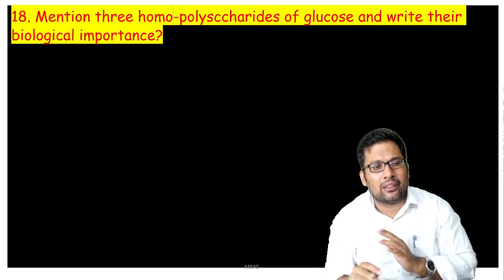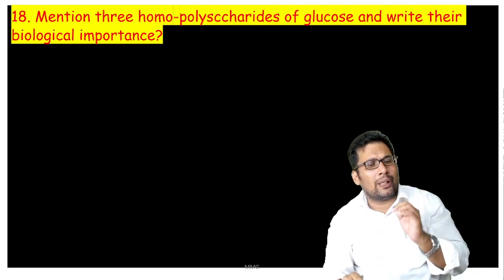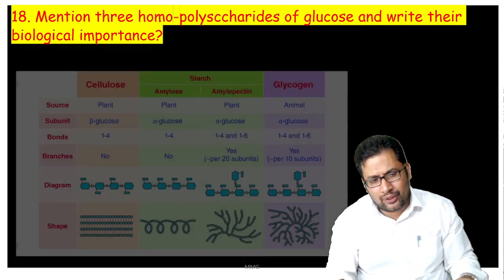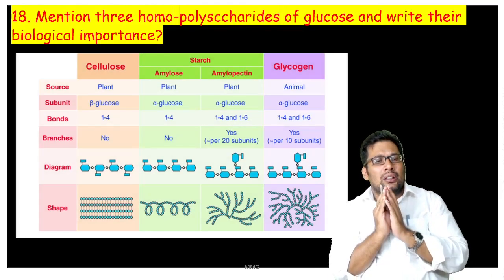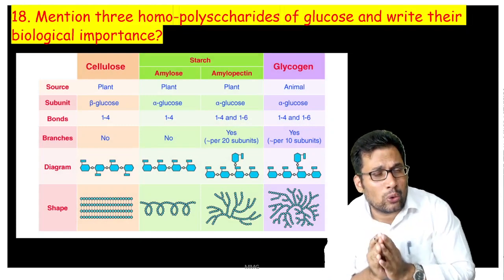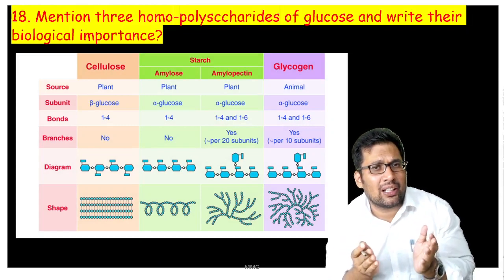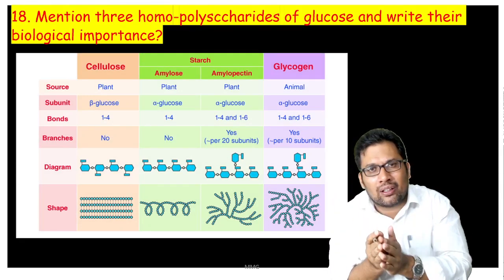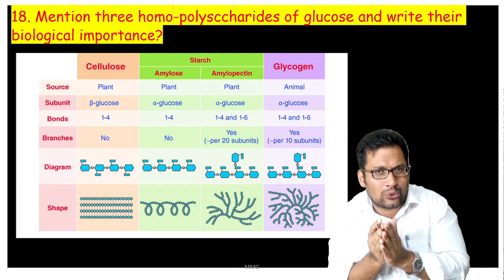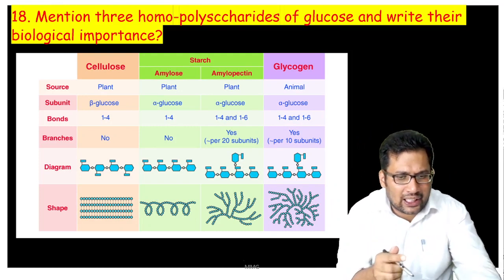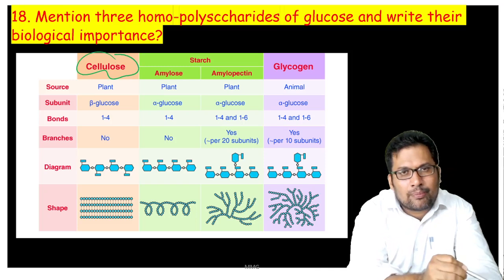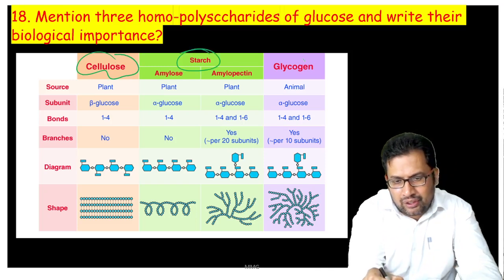Question number 18. Mention 3 homopolysaccharides. Write their biological importance. So there are certain homopolysaccharides. What do you mean by homopolysaccharide? Homo means they are made up of the same monomer, for example glucose or fructose. So here are three homopolysaccharides of glucose: cellulose, starch, and glycogen.